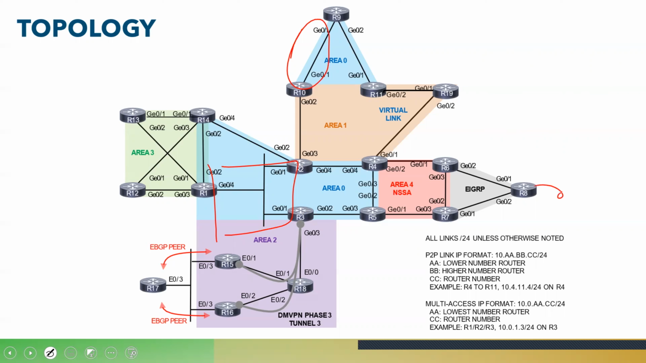Then for loopback, 10.0.0.x, where X will be the router. So suppose it is router 8, it will be 10.0.0.8. If it is router 19, 10.0.0.19 will be the loopback address for the interfaces. So three different types of address schema I have used here.